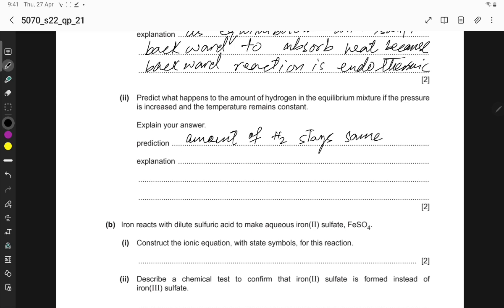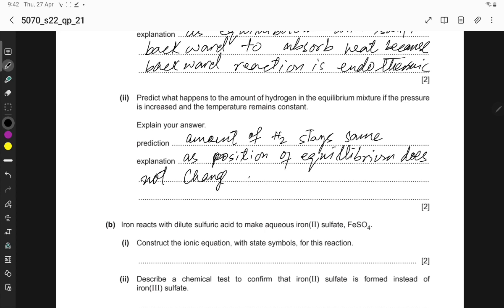Amount of hydrogen stays same as position of equilibrium does not change due to same number of moles of gas on both sides of equations.